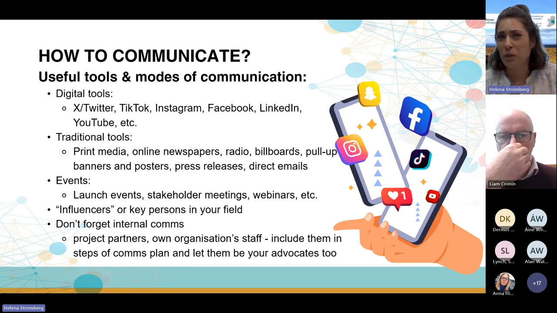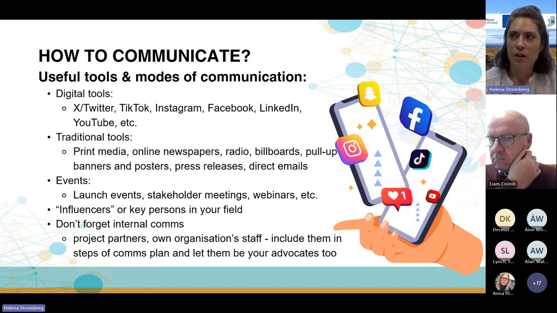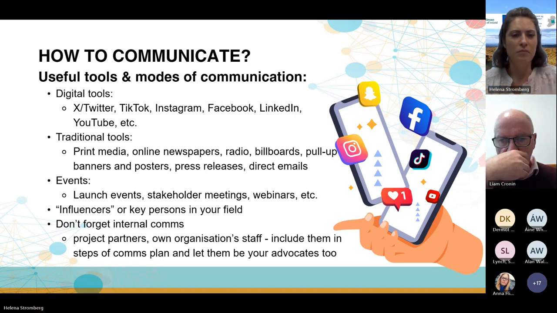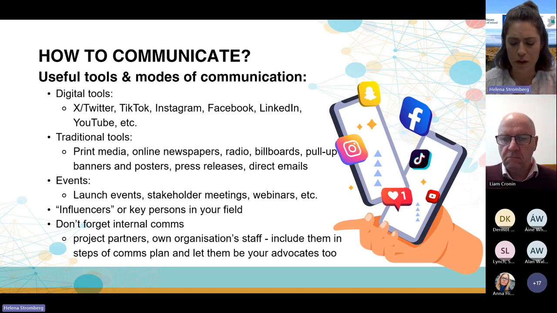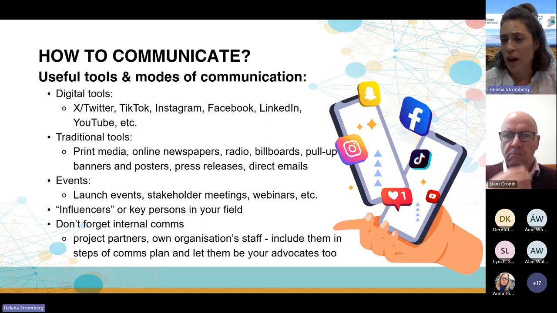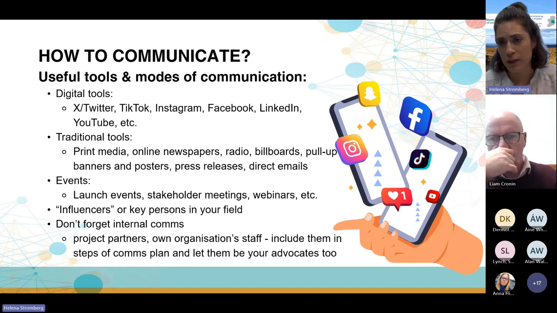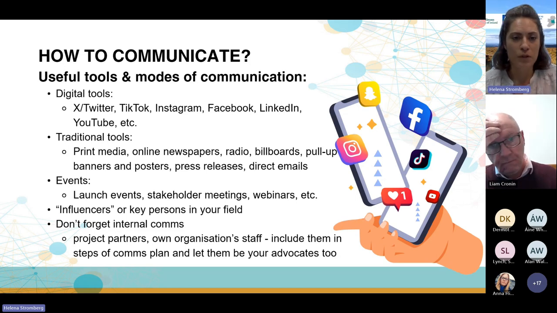So for example, if we're working on the Just Transition Fund in regions that are very commuter heavy, where the car is the main means of commuting every day, a lot of people have the radio on. So if we want to message about the Just Transition Fund, we've been using radio to alert people of the opportunities, and that has been quite an impactful and effective means.